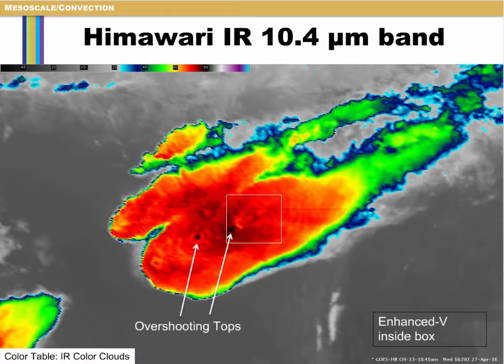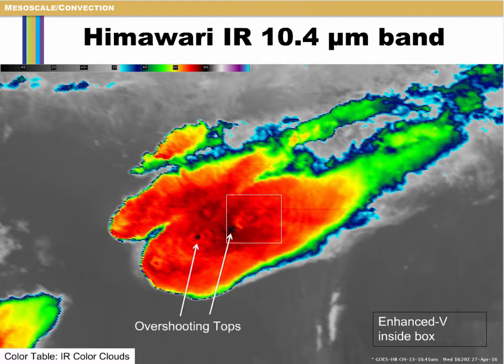Now let's look at some satellite signatures of discrete storms from the IR perspective. This is the Himawari 10.4 micron band for discrete storms over Bangladesh. The overshooting tops are indicated and easy to spot as localized minima of brightness temperatures, indicating the storm updraft. The enhanced V signature is inside of this box with relatively warm brightness temperatures existing immediately down shear of the overshooting top, with colder brightness temperatures on either side to form this V shape.